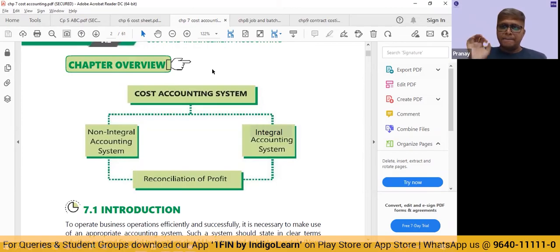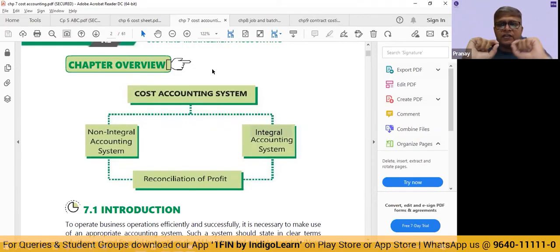We will maintain party-wise ledgers, customer-wise ledgers, and keep track of what is receivable, what is outstanding, etc. But if we are doing non-integral accounting, what we are saying is, look, the costing department has nothing to do with finance and accounts. I don't care whether money is received or not, from whom we have to recover, what is outstanding. We don't care.